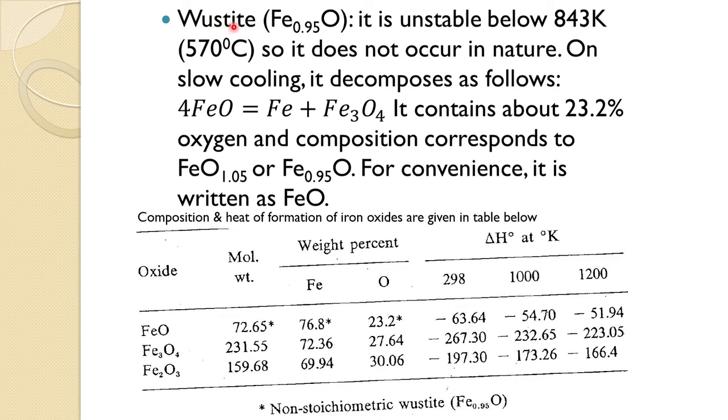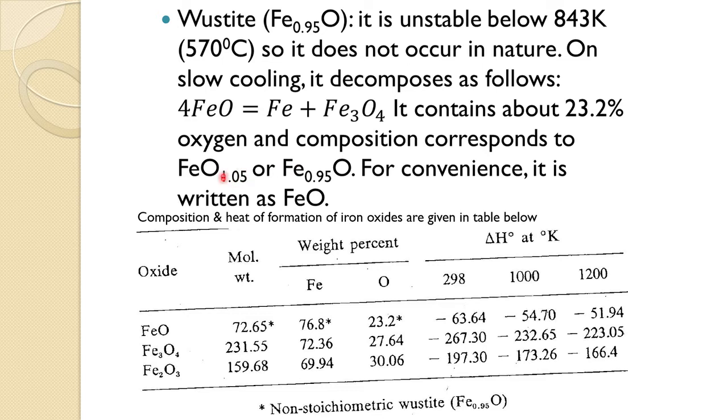Now, we have wustite, FeO. It is unstable below 843 degrees Kelvin, that is 573 degrees Celsius. So, it does not occur in nature. So, one should know FeO is not a naturally occurring compound because it is unstable. On slow cooling, it decomposes as follows. So, it gives actually magnetite and iron. So, it contains about 23.2% oxygen, and composition corresponds to this ratio.